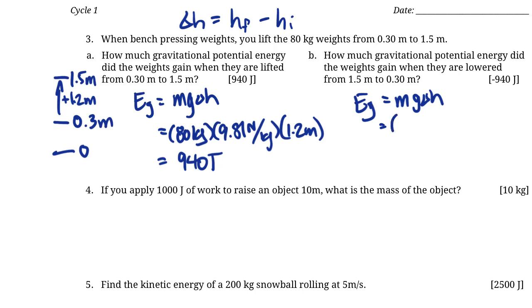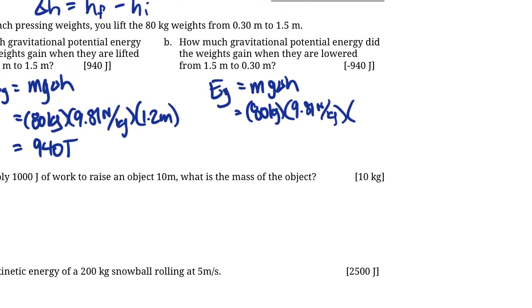So let's think about it. The mass doesn't change. We know that, right? 80 kilograms. The gravitational field strength doesn't change. 9.81 newtons per kilogram. What's going to be the delta h, though? Remember, if we think about delta h as the change in height, as the final height minus the initial height, so delta h, the final hf minus hi, the final height is the 0.3 meters. And the initial height is 1.5 meters.